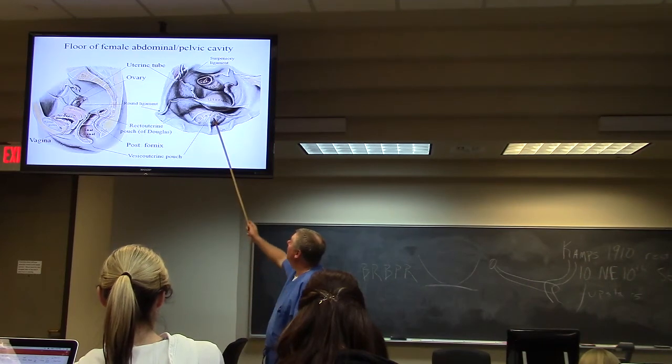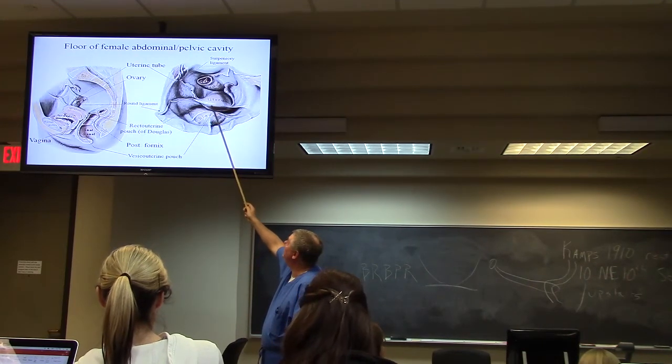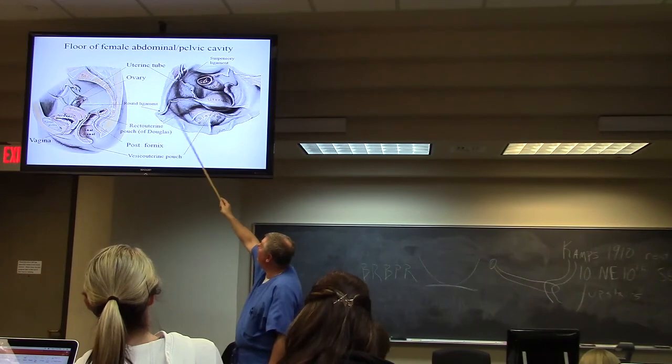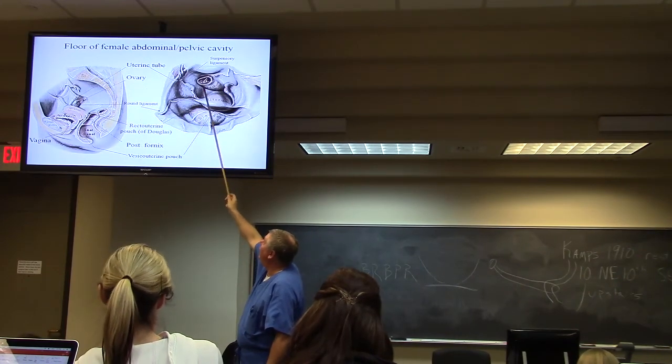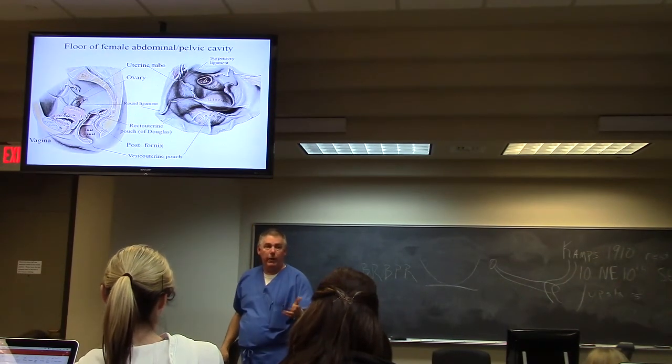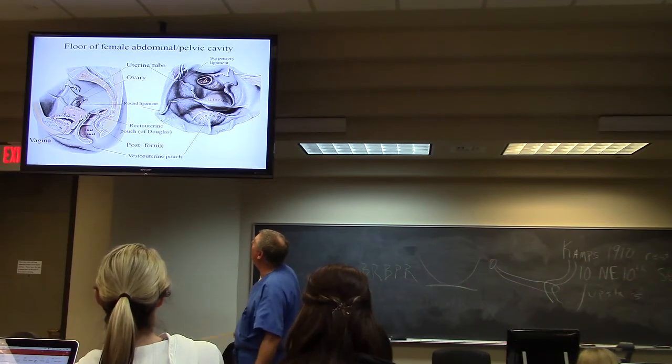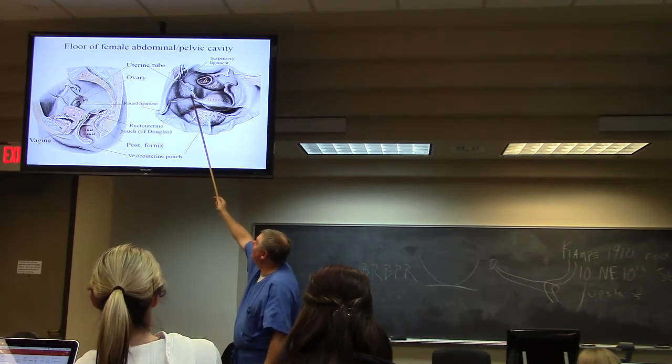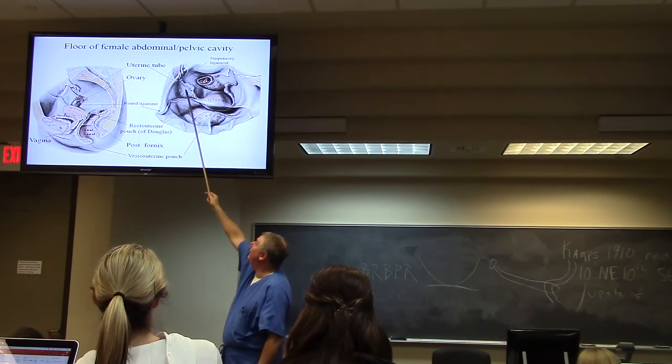All right, behind that is going to be the uterus. Here's the round ligament. There's the oviduct. It could also be called the oviduct. They say that term as well. And then the ovary is going to be buried in there.